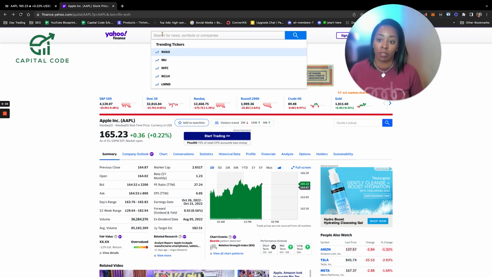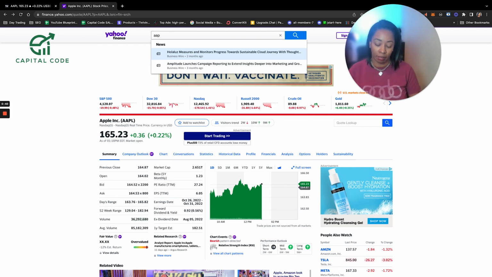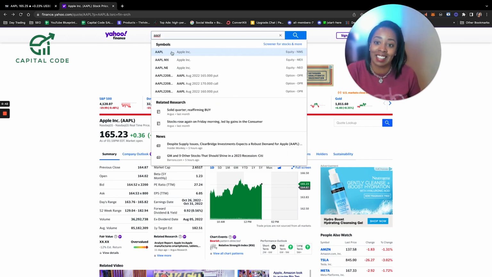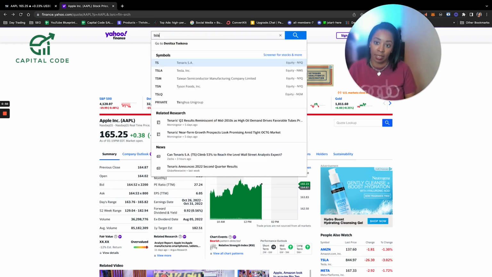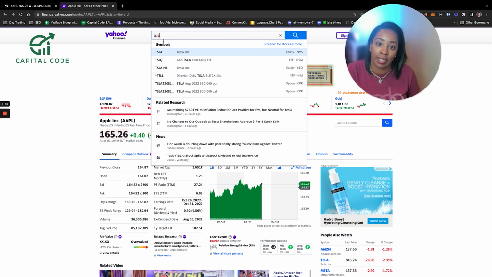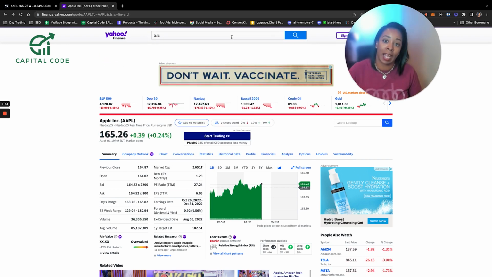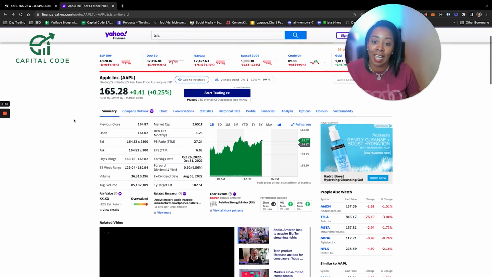So if I wanted to find Apple, I'm already here, but let me show you how to find it. The ticker symbol is AAPL. And then you can see Apple there, or if you're looking for something else, like let's just say Tesla, TSLA, then you could get that right there. But right now, since we're on Apple, let's just go ahead and focus on that.